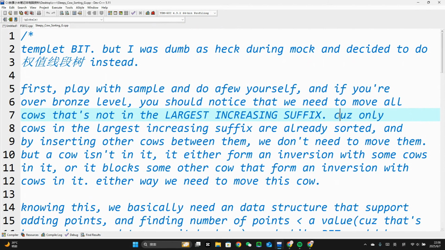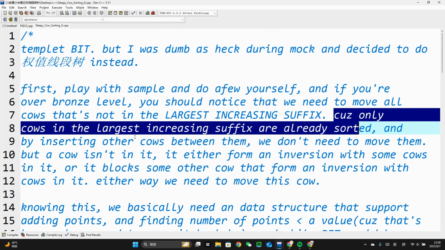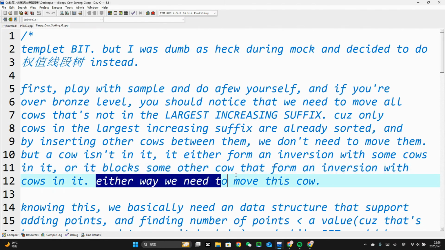Cows in the largest increasing suffix are already sorted, so you don't have to move any of them. You can just insert other cows between them. And if you don't move any of the cows that are not in the maximum increasing suffix, they either form an inversion with some other cow or block some other cow that forms an inversion from us moving it. Either way, we need to move this cow away. So the minimum number of moves needed is just the length of the sequence minus the length of the largest increasing suffix.